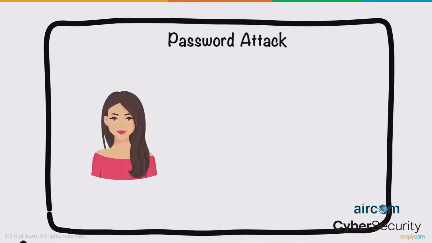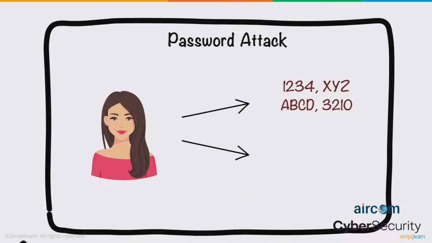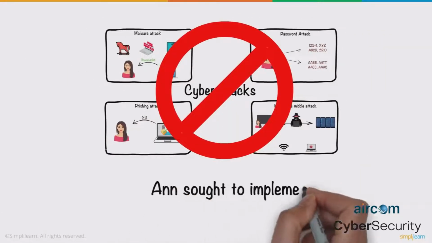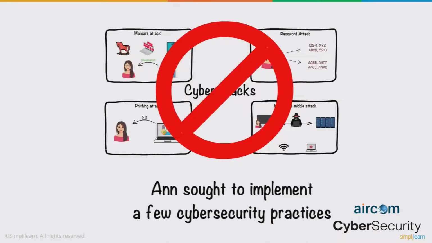Password attack is one of the easiest ways to hack a system. Here, Anne's password could have been cracked by using either common passwords or trying all possible alphabetical combinations. To prevent future cyber attacks, Anne sought to implement a few cybersecurity practices.